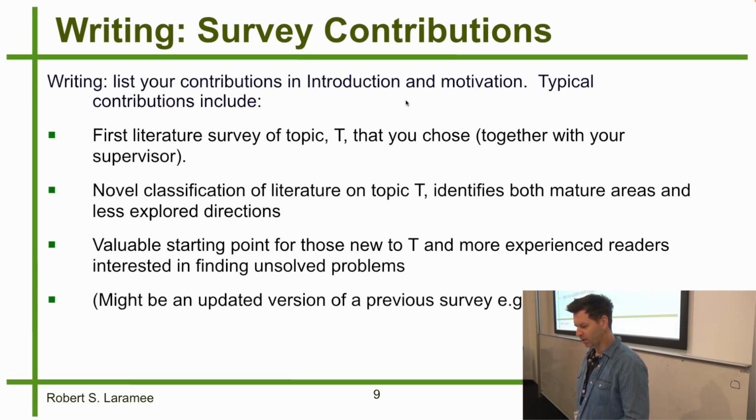So some typical literature survey contributions are like the following. It could be the first literature survey on a given topic. You might be the first person to cover a special topic. For that to be true, you have to do a search for previous surveys on your topic and make sure that nobody else has covered that topic. And that might be something you chose with your supervisor. This is not a requirement, by the way. It's a requirement to list your contributions, but it's not a requirement to be the first survey on a given topic.